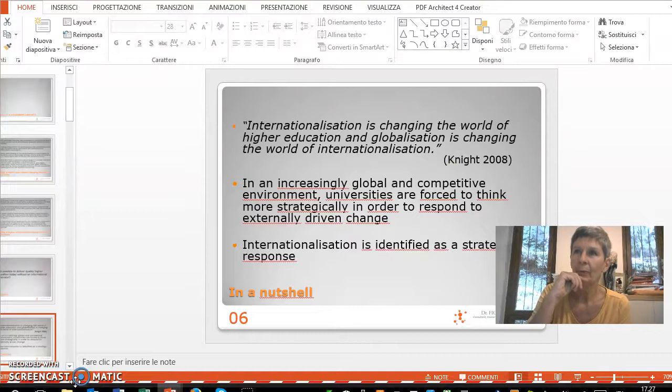I like very much this quote from Jane Knight. She says, "Internationalization is changing the world of higher education, and globalization is changing the world of internationalization." I think that sums up really nicely some of those trends I identified at the beginning of this presentation. And it really emphasizes how internationalization is increasingly being identified as a strategic response to this increasingly global and competitive environment. It's not something universities would do naturally, I think, but they are being driven by external pressures to become more strategic about internationalization.